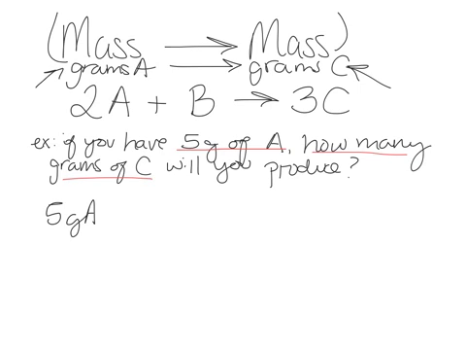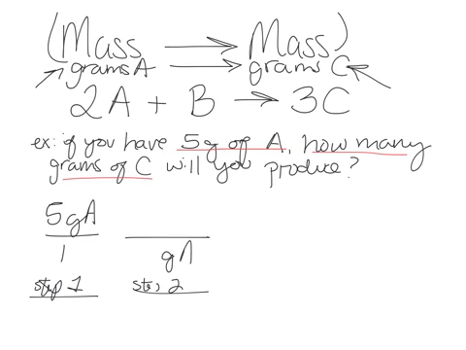So the way you set that up is always in 3 set steps. You take what you're given and you put that over 1, always. So that's always step 1. Step 2 is where you are going to convert grams of A into moles of A. And it's always 1 mole of A and however many grams that is.